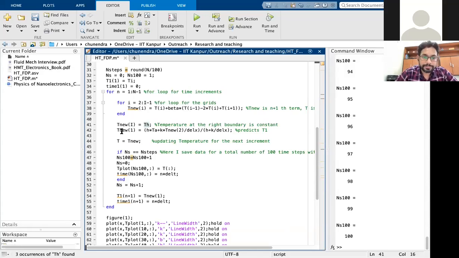That is fixed. And then T new at i equal to 1, so for the left boundary condition, here we apply that convection boundary condition again, and we get this criteria, right? So from these 3 lines, you can see we have calculated T new, that n plus 1th term, for all different i from i equal to 1 to i equal to capital I. So i equal to 1, i equal to capital I here, and then i equal to 2 to I minus 1 here. So everything is there.